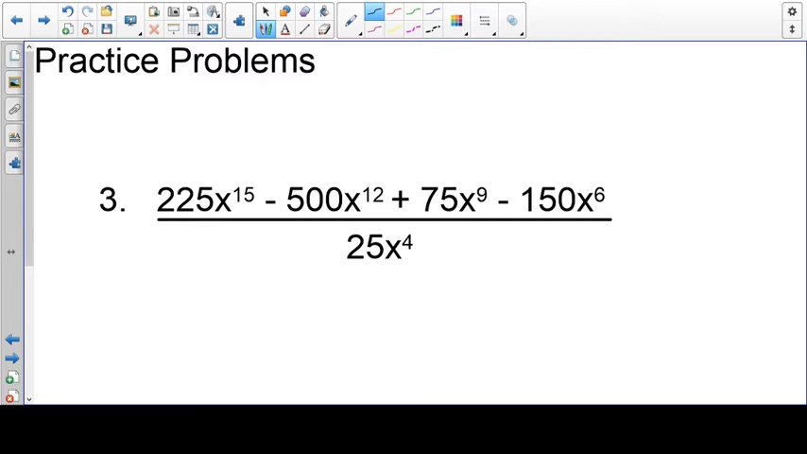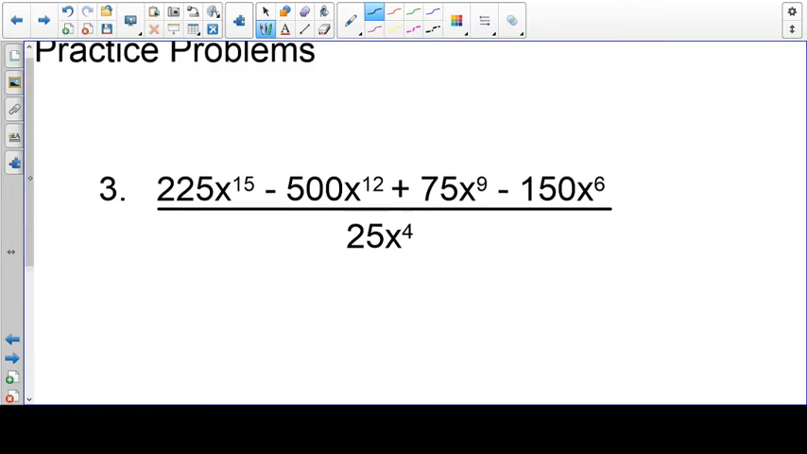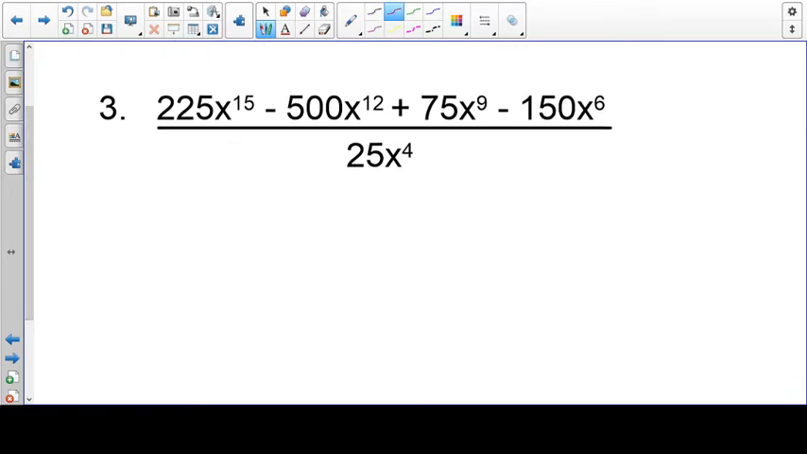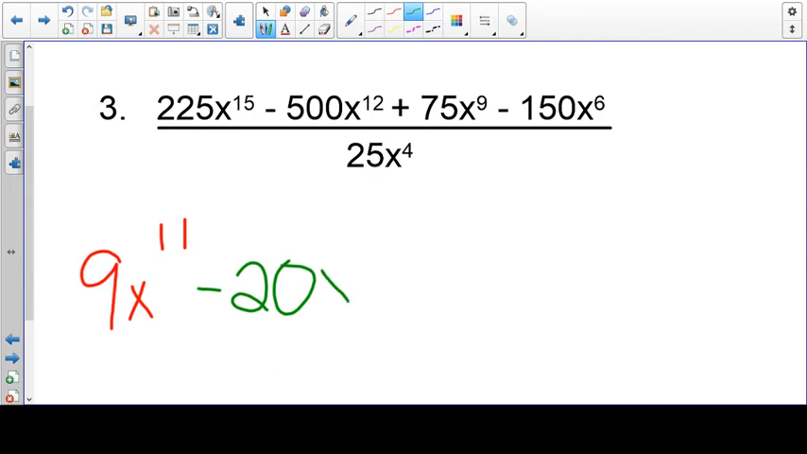We're going to go ahead and do this one together. I'm going to go a little bit more quickly, not too fast. Should still have enough time to write, but just a little bit faster. So I'm going to take 225 divided by 25, and that'll give me 9. Then I'm going to take 15 minus 4, and I get 11. Then I'm going to take negative 500 divided by 25 and get negative 20. And then 12 minus 4, which gives me 8.